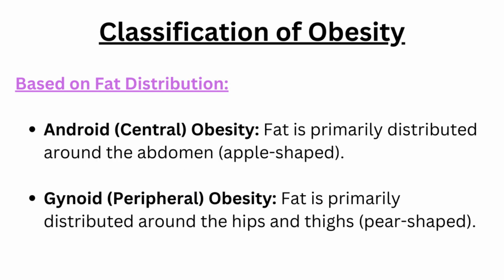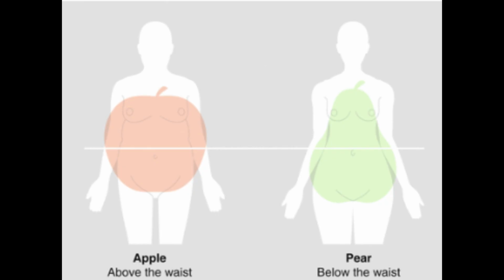Based on fat distribution, obesity can be classified as android and gynoid obesity. Android central obesity is characterized by fat primarily accumulating around the abdomen, giving an apple-shaped appearance. In contrast, gynoid peripheral obesity involves fat being distributed around the hips and thighs, resulting in a pear-shaped figure. Here is a picture showing apple-shaped appearance and pear-shaped appearance.